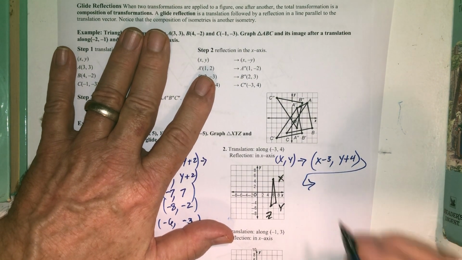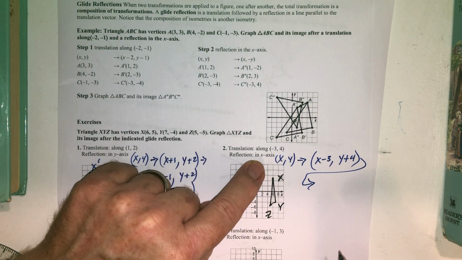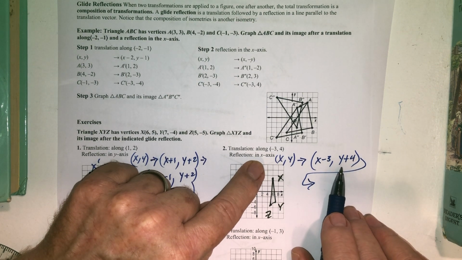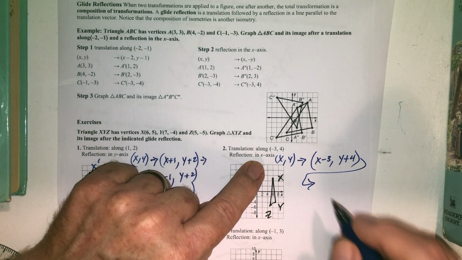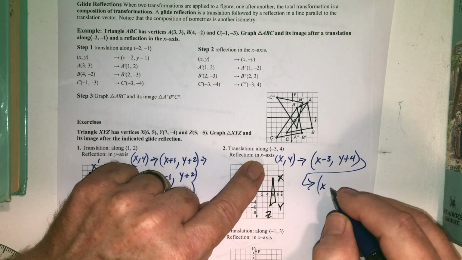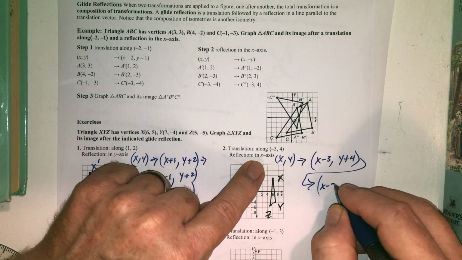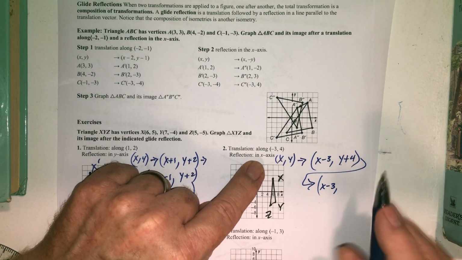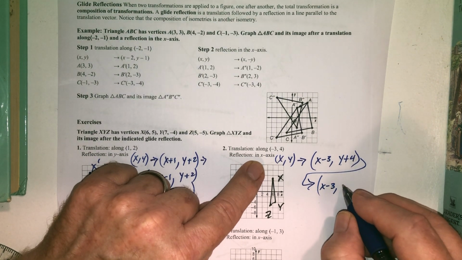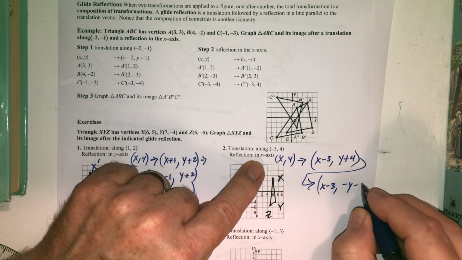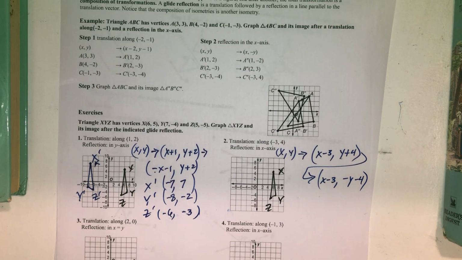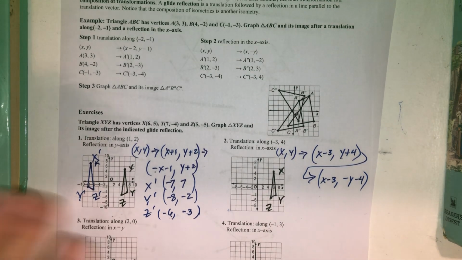And then if we translate that along the reflection in the x-axis, when you reflect in the x-axis, the sign of the y-coordinate changes. So the x-coordinate stays x minus 3. And the opposite of y plus 4, that just means you multiply it by negative 1. When you do, you get negative y minus 4, or the opposite of y minus 4.